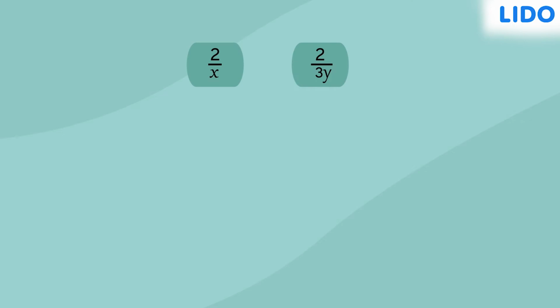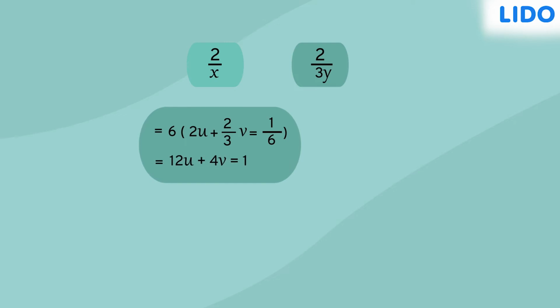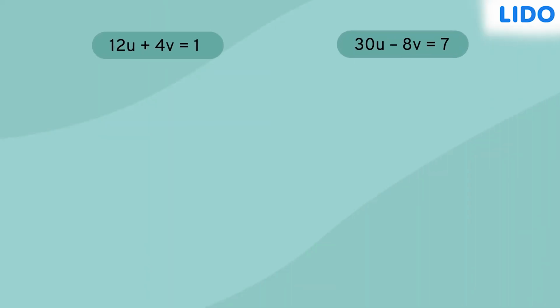On substitution, we get the first equation as shown. We can multiply the whole equation by 6 to simplify it further. So our final equation becomes 12u plus 4v is equal to 1. Similarly, on substitution, the second equation becomes 30u minus 8v is equal to 7. Wow! Now these equations are in standard form.